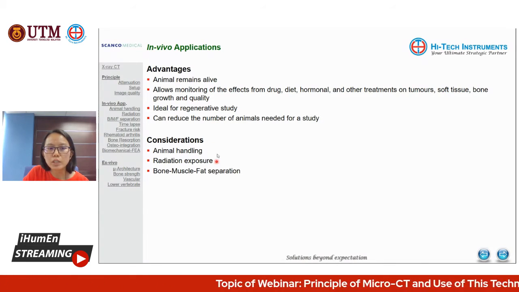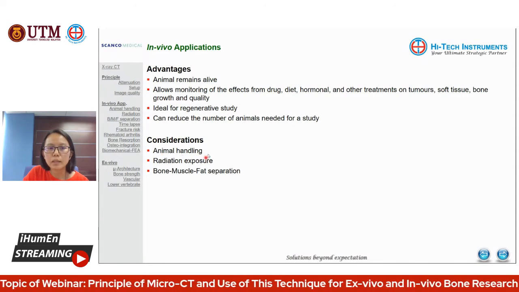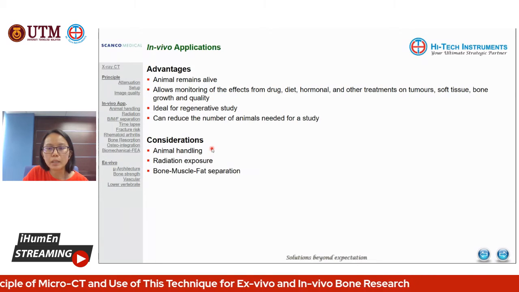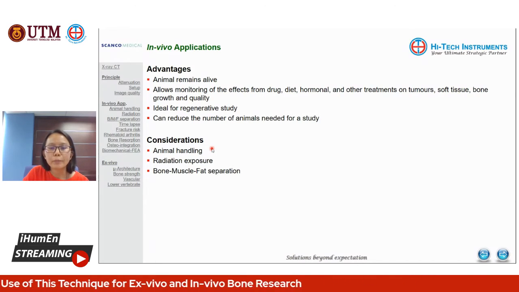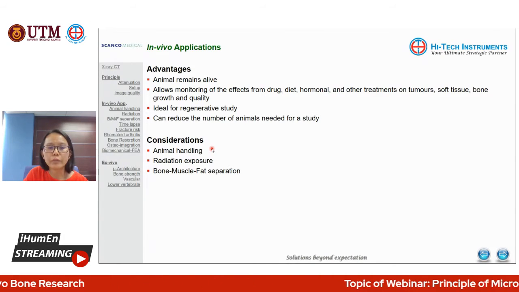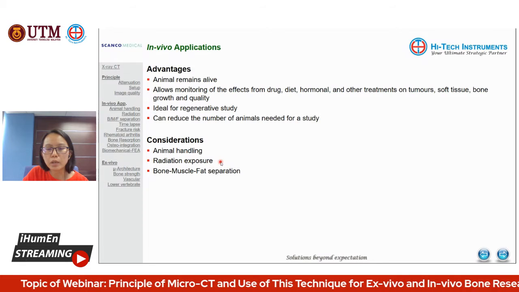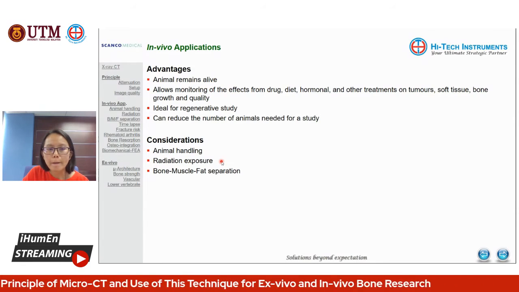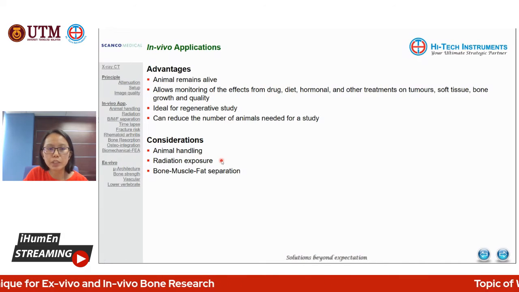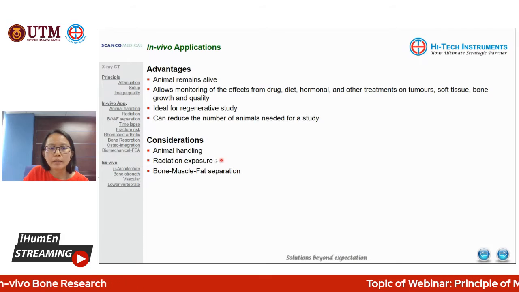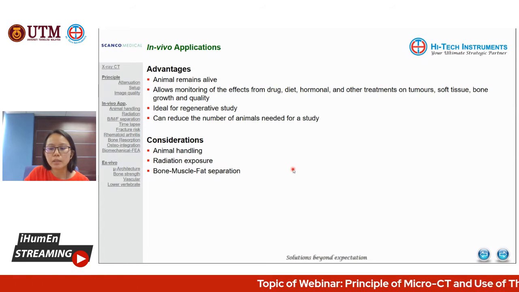And for the considerations here, when we start the in vivo experiment, first will be the animal handling. You need to make sure the animals are comfortable throughout the scans. So what kind of tools is required to make the animal feel comfortable during the scanning, which I'm going to tell later. And the radiation exposure, I will share with you 2 case studies to see how they study the effects of the radiation on the animal growth itself. And that will be the bone, muscle, fat separations.